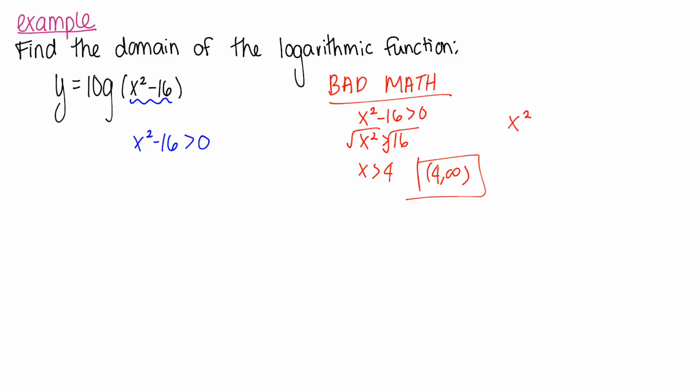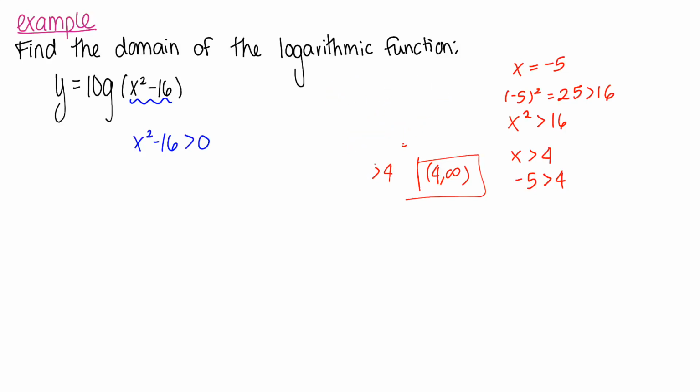So if you have x squared greater than 16, and then you say x is greater than 4, well, what if x is equal to negative 5? Negative 5 squared is 25, which is certainly greater than 16, but negative 5 is not greater than 4, so there's an issue. So you can't take the square root of both sides of an inequality. We talked about that in the nonlinear inequality section.